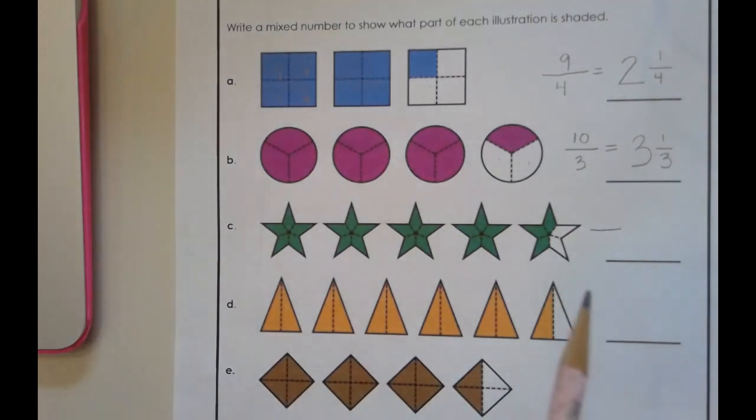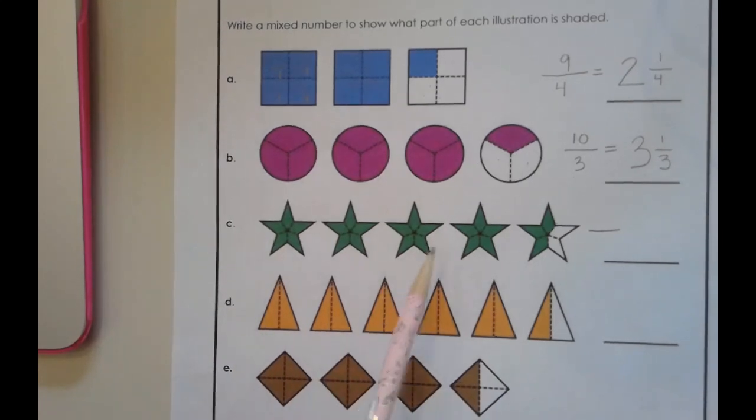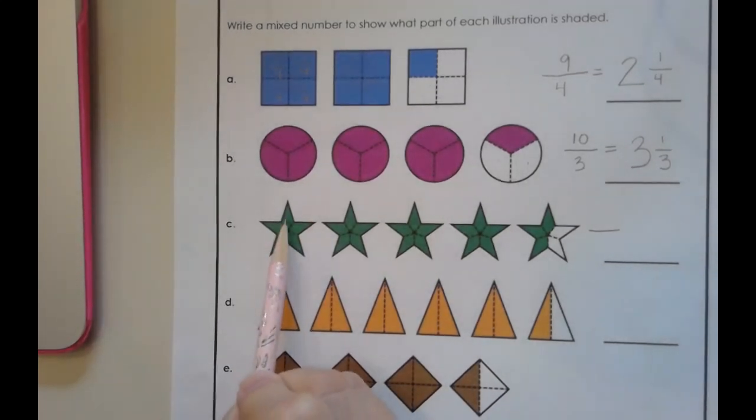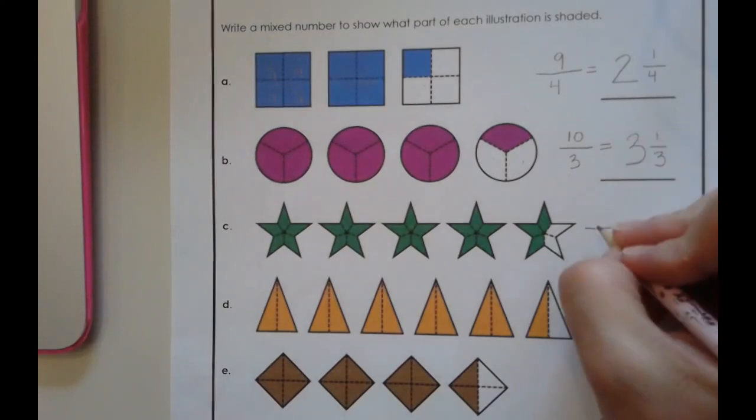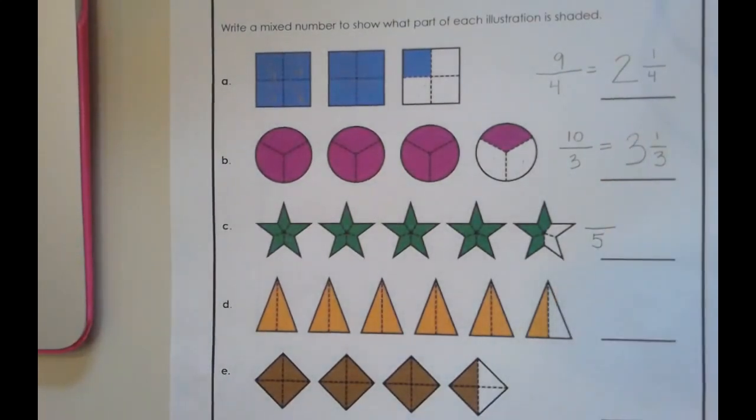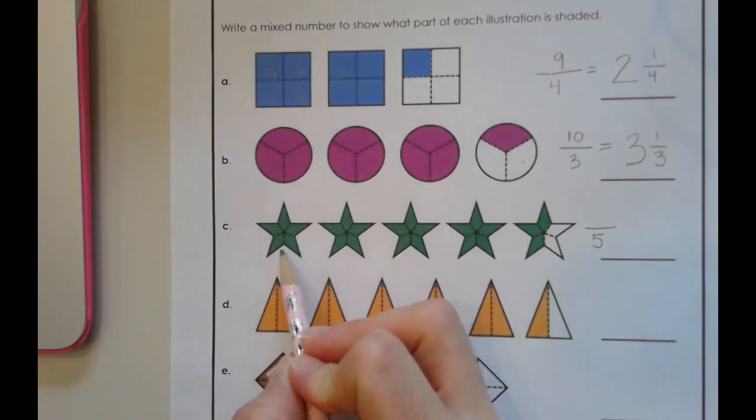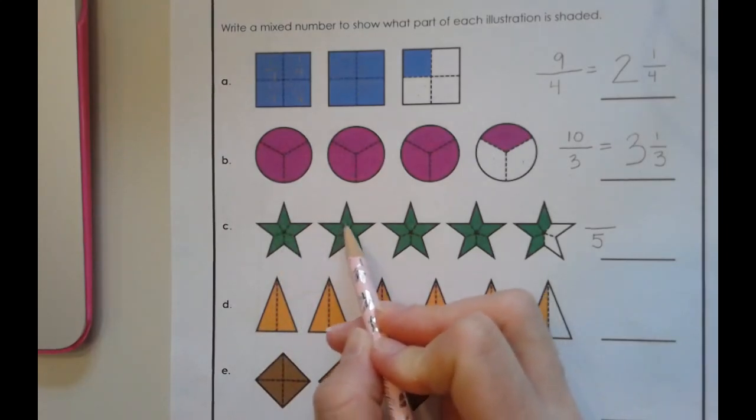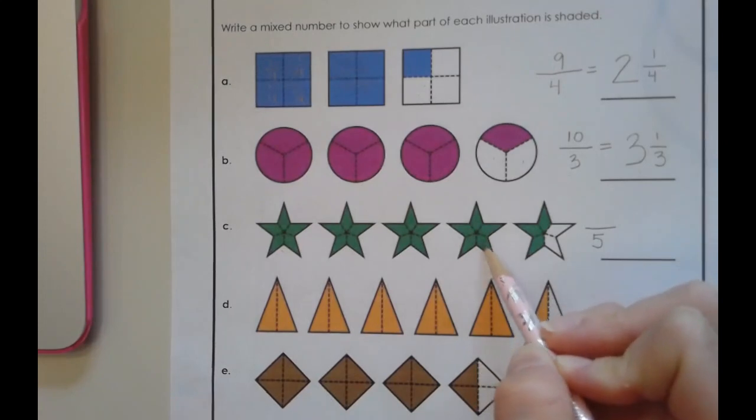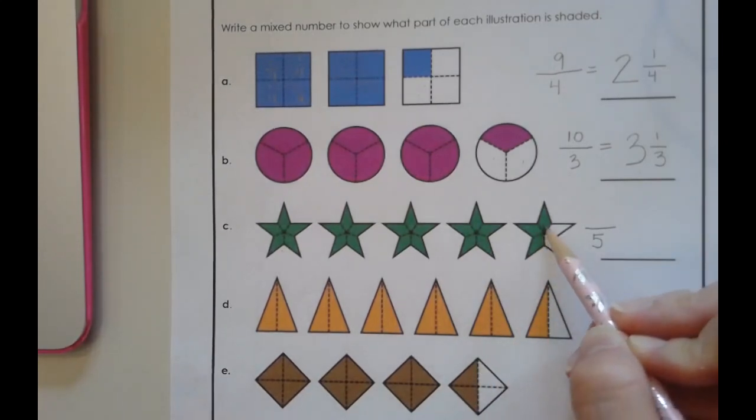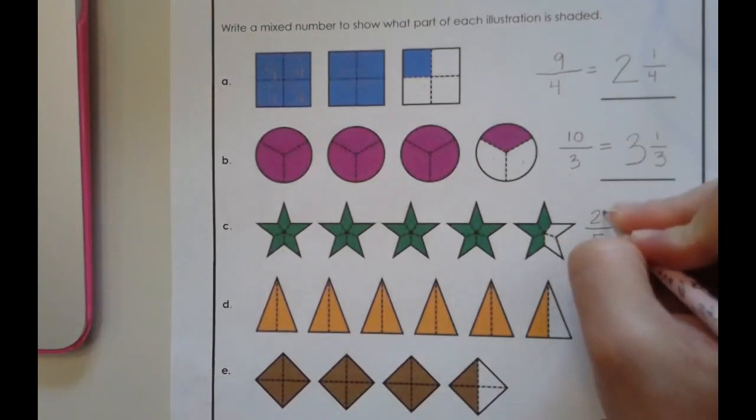Okay, so let's review. Each star is broken up into 1, 2, 3, 4, 5 equal pieces. So 5 equal parts. So these stars are broken up into fifths. Let's see how many fifths we have. Well, we know there's 5 fifths here. And then there's 5 more fifths, so that's 10. 11, 12, 13, 14, 15. 16, 17, 18, 19, 20, 21, 22, 23. We have 23 fifths.